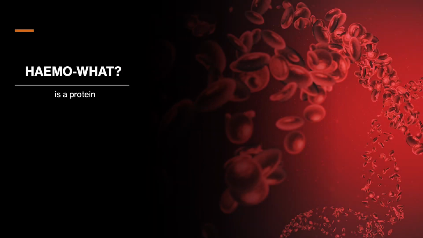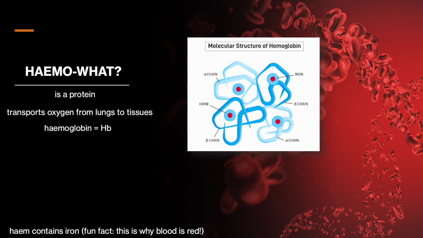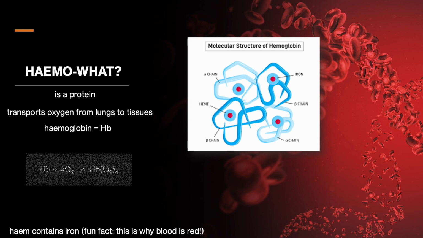Haemoglobin is a protein found in blood, responsible for transporting oxygen from the lungs to the various tissues around the body. Each haemoglobin molecule, represented as HB, is comprised of four heme groups, which contain an iron atom which reversibly binds oxygen to haemoglobin. Seen in the equation, each heme group enables the transport of one oxygen molecule, therefore being able to transport a total of four oxygen molecules.